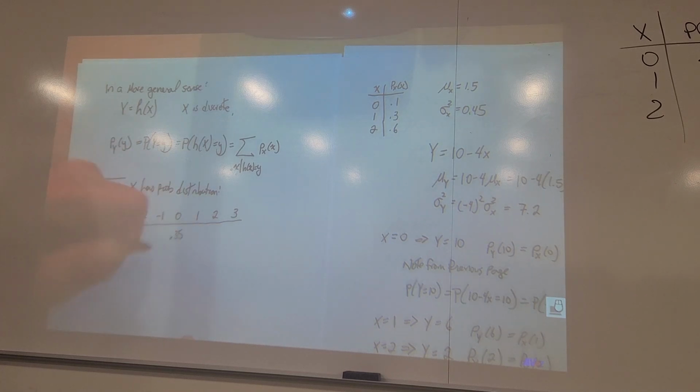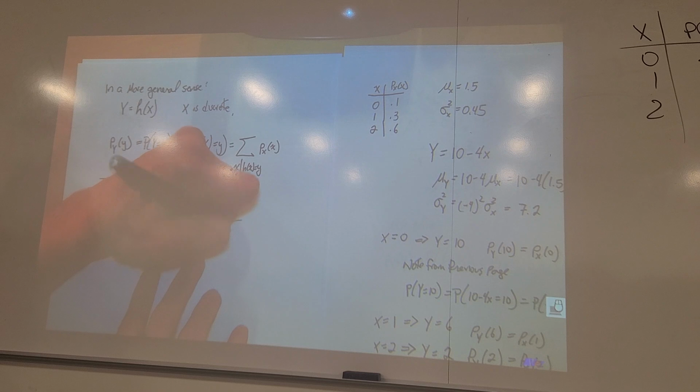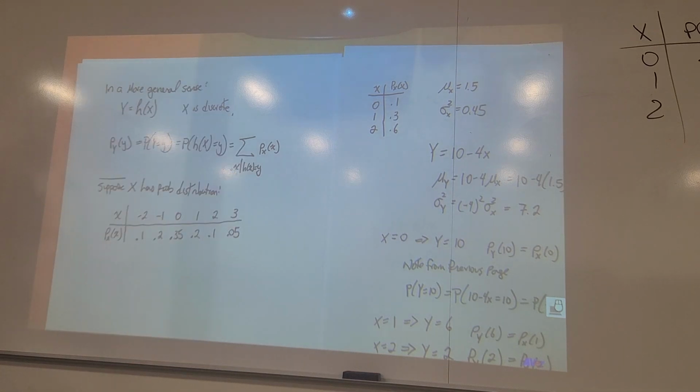0.35, 0.2, 0.2, am I up to 75? 0.1, 0.1, what am I up to, 95, 0.05. Did I produce a valid probability distribution? 4, 6, 8, 10, that works, right? Higher level math is that it adds up to 1, doesn't it? Okay.